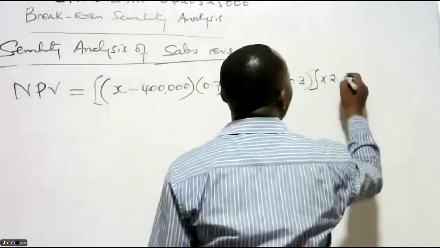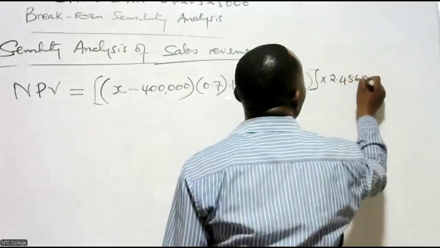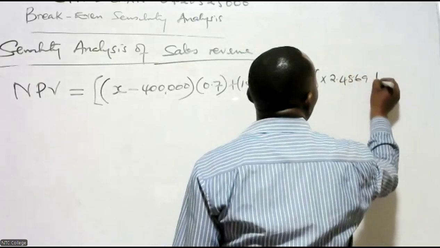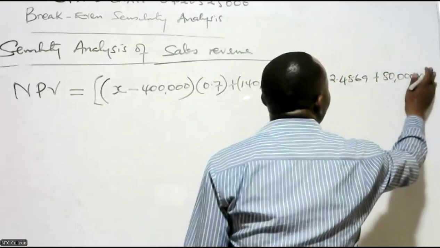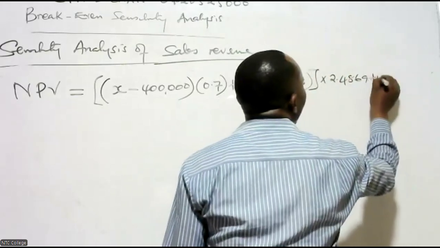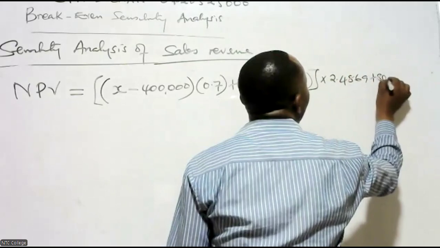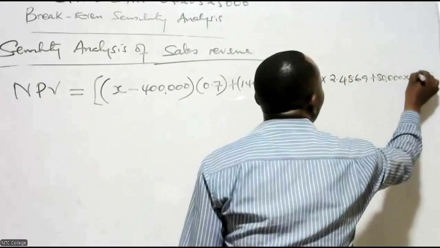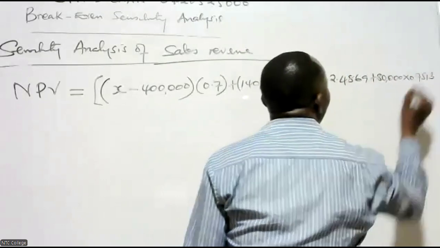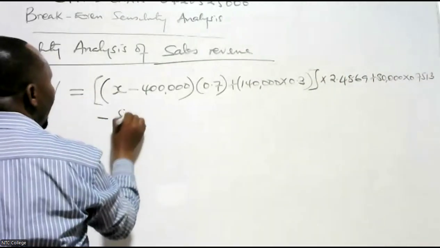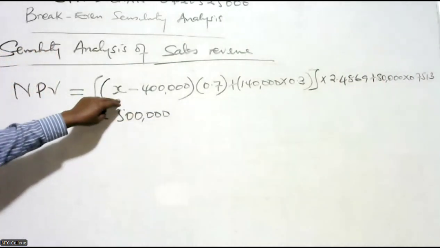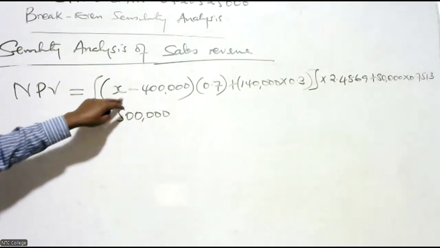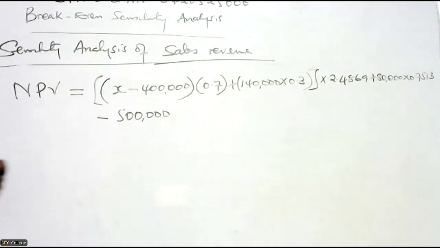It was 2.4869. And we say that even after doing that, we still need to add the scrap value, times 0.7. Then we minus 500. We say that the rest remains constant. We vary one at a time. And this is the main reason why I had to break down the formula, so that we can clearly see where revenue is. And revenue is now X.